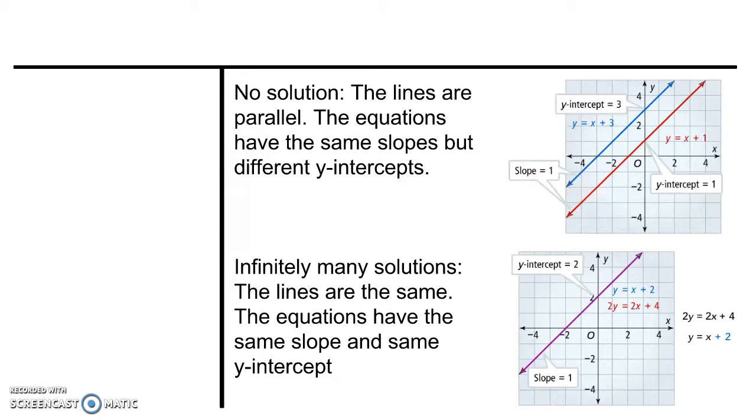Okay, if you recall, the second option is no solution. That is when the lines are parallel, because we know parallel lines are never going to cross, so they're not going to have a point of intersection. So no solution is when the lines are parallel.